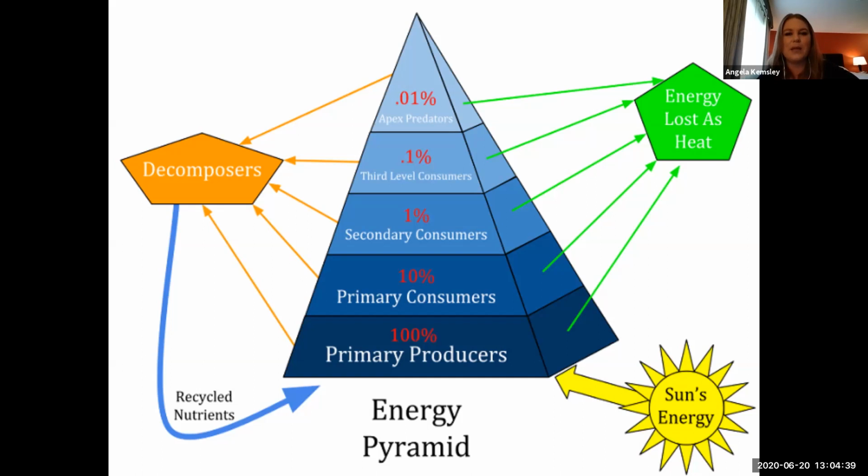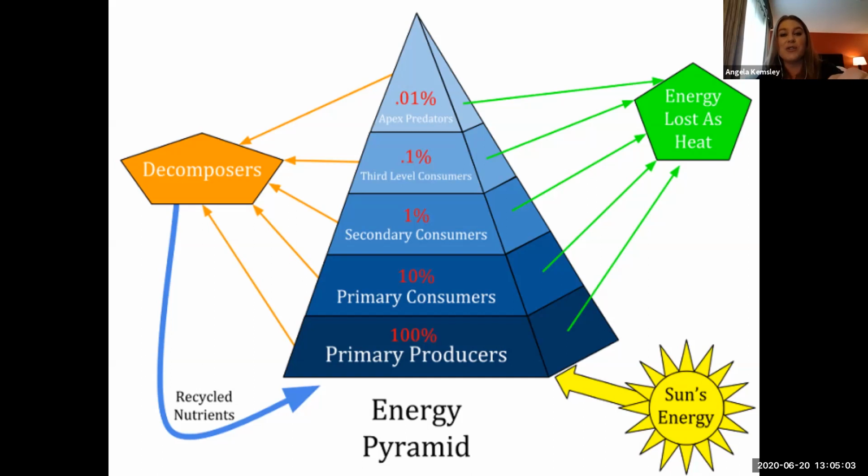Here's why. Plants are going to take the sun's light, turn it into food, right? What's it going to do with that energy? Well, the plants are going to use it, and they're actually going to lose about 90% as heat, and only 10% of that energy is going to be passed on to primary consumers. So their population is going to be smaller because there's just not as much energy available to them.